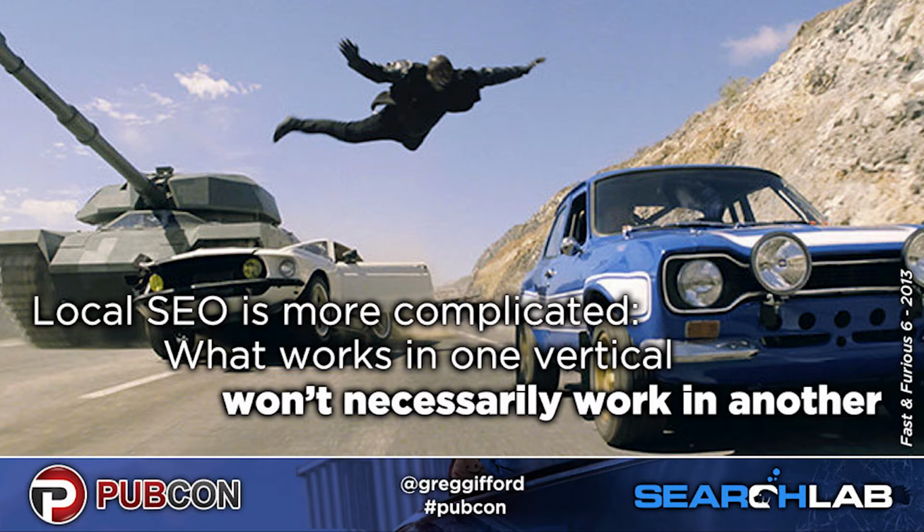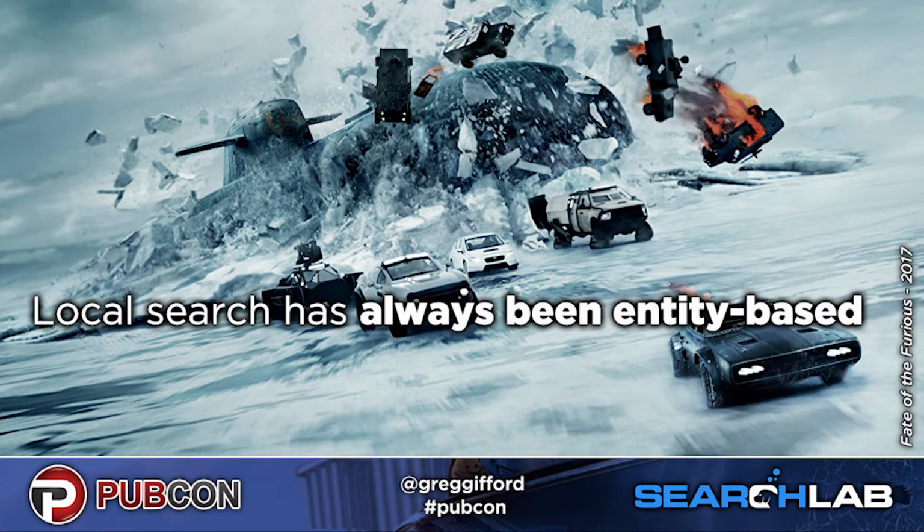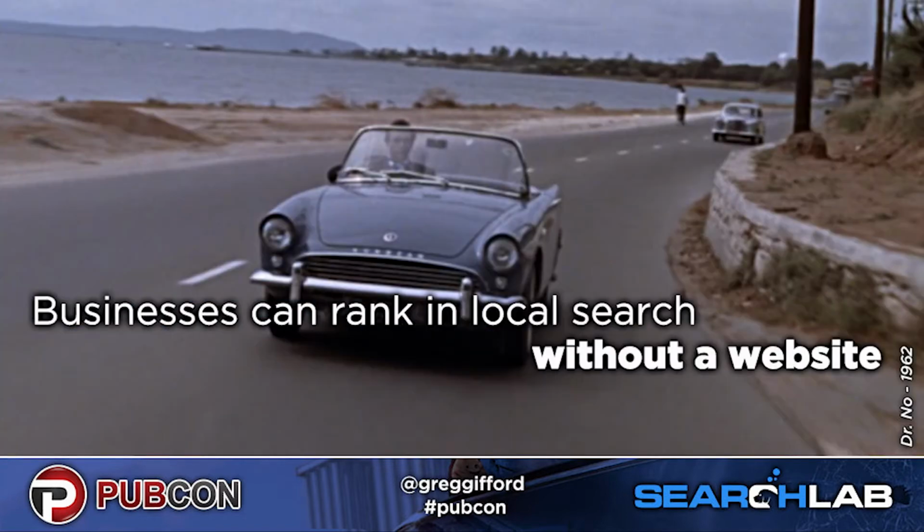The things that you do for a car dealer are completely different than what you do for a plastic surgeon or for a jeweler. And Google has evolved, and lately at conferences we hear about entity-based ranking and how it's the next big thing, but those of us in local kind of just shrug it off because local has always been entity-based search. In fact, in local search, you can get a business to rank well even if it doesn't have a website.